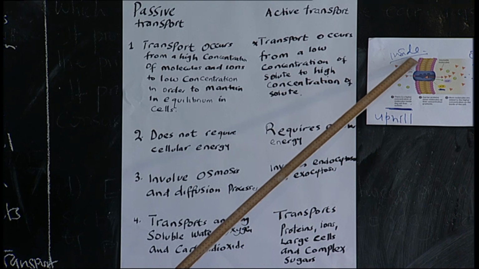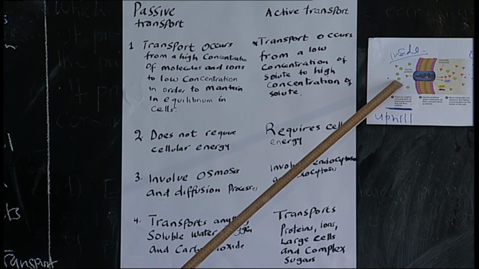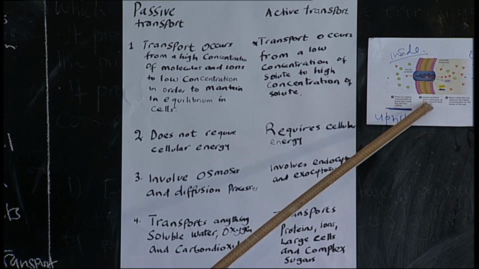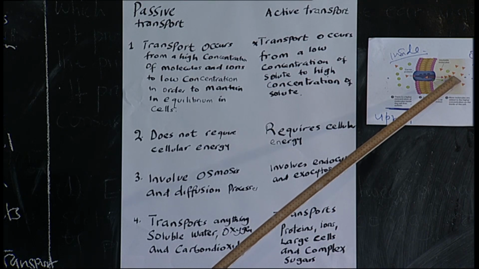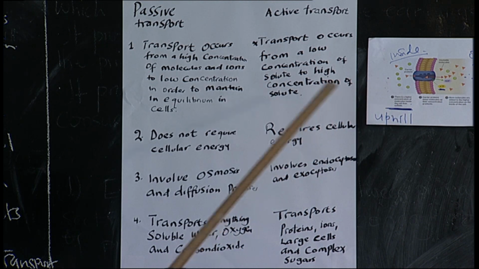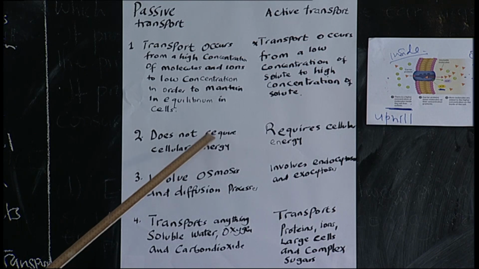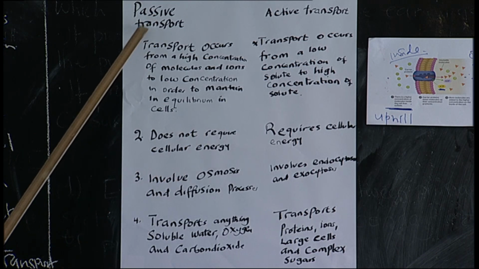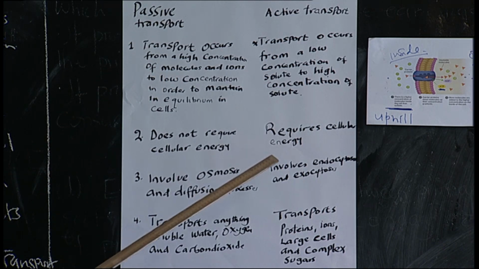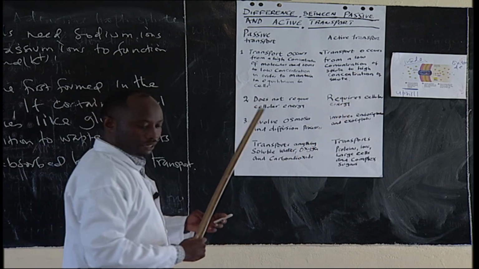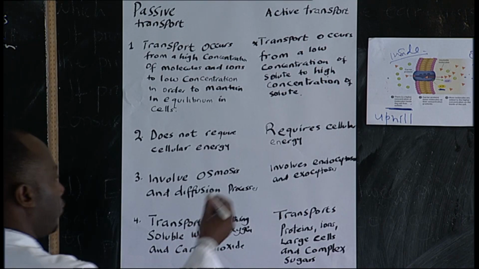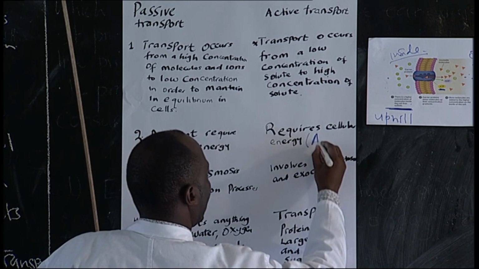Take an example: inside we have some molecules, and they are very many compared to the ones outside. These carrier proteins have to carry them from a low concentration to a higher concentration. That one is aided by energy, which is in the form of ATP. This passive process, I said, does not require cellular energy. But this one requires cellular energy, and that cellular energy we can write again as ATP.